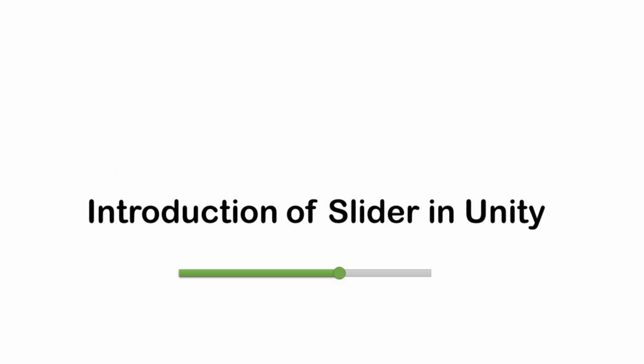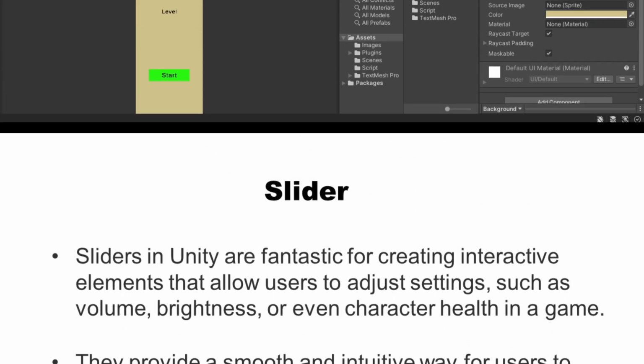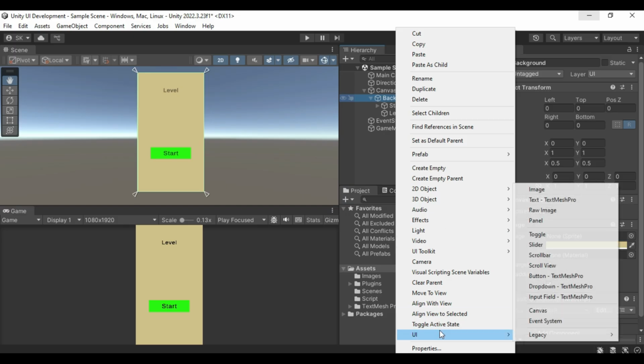Sliders in Unity are fantastic for creating interactive elements that allow users to adjust settings, such as volume, brightness, or even character health in a game. They provide a smooth and intuitive way for users to change values within a specified range. To create a slider, simply right-click on the panel in the hierarchy window, go to UI, and select Slider.